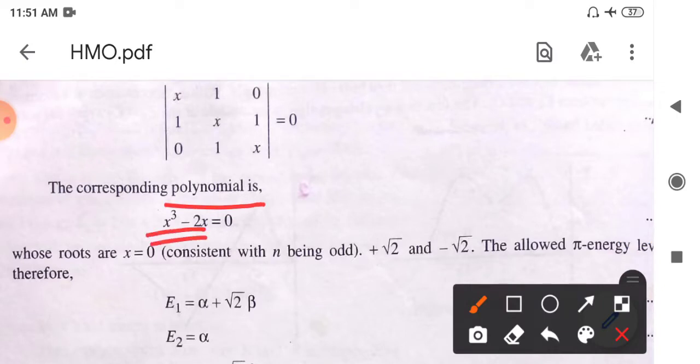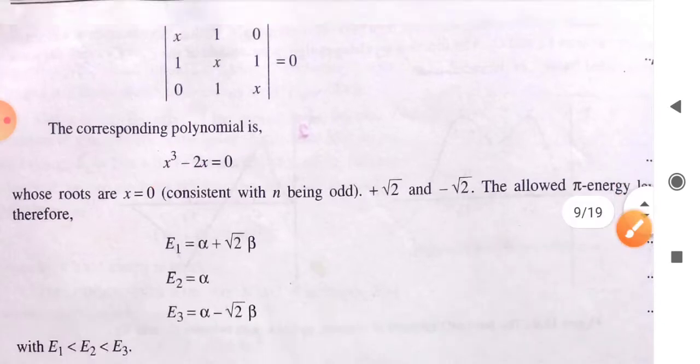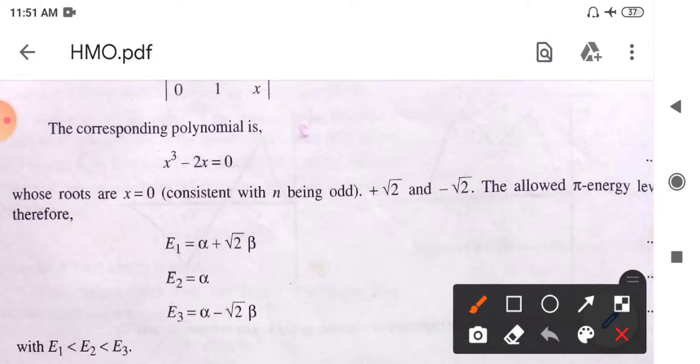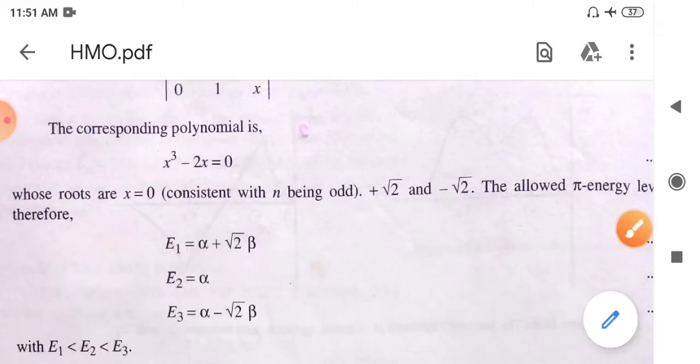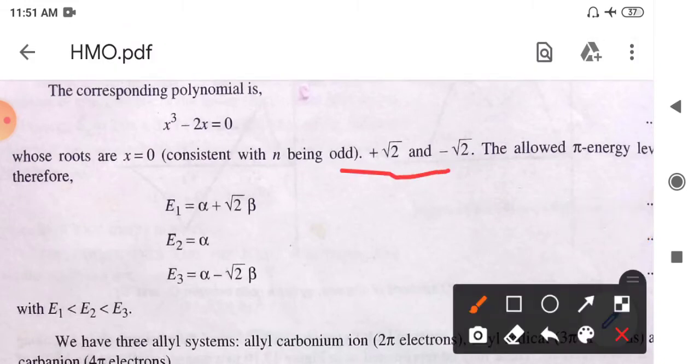The polynomial is of third order, so there have to be 3 roots for the given equation, and by the HMO theory we have one root consistent with n being an odd number. This root is obvious for the odd system. This root corresponds to the non-bonding molecular orbital, and it will be an obvious root for the odd atom system. So we will get one root as x equals 0, and the other two roots are x equals plus root 2 and x equals minus root 2.